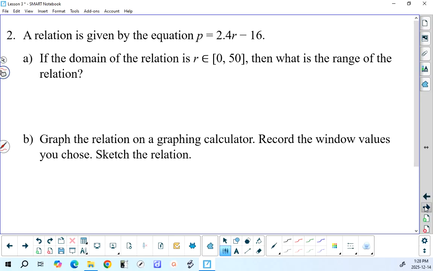Let's take a look at a different question now, and we're going to use this question to get used to using our graphing calculator. If you still have not got a graphing calculator, then it's time to get one. You need to have one to proceed in this course.